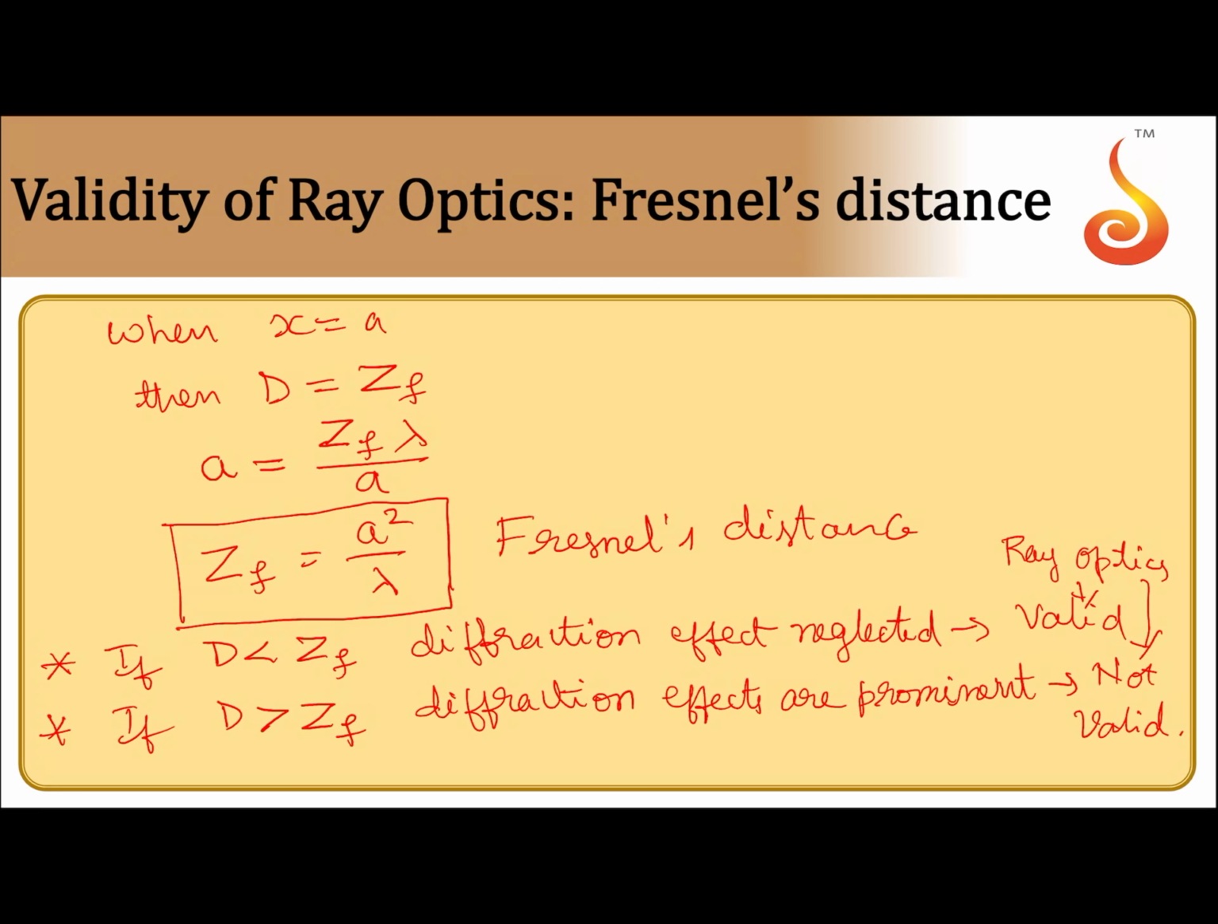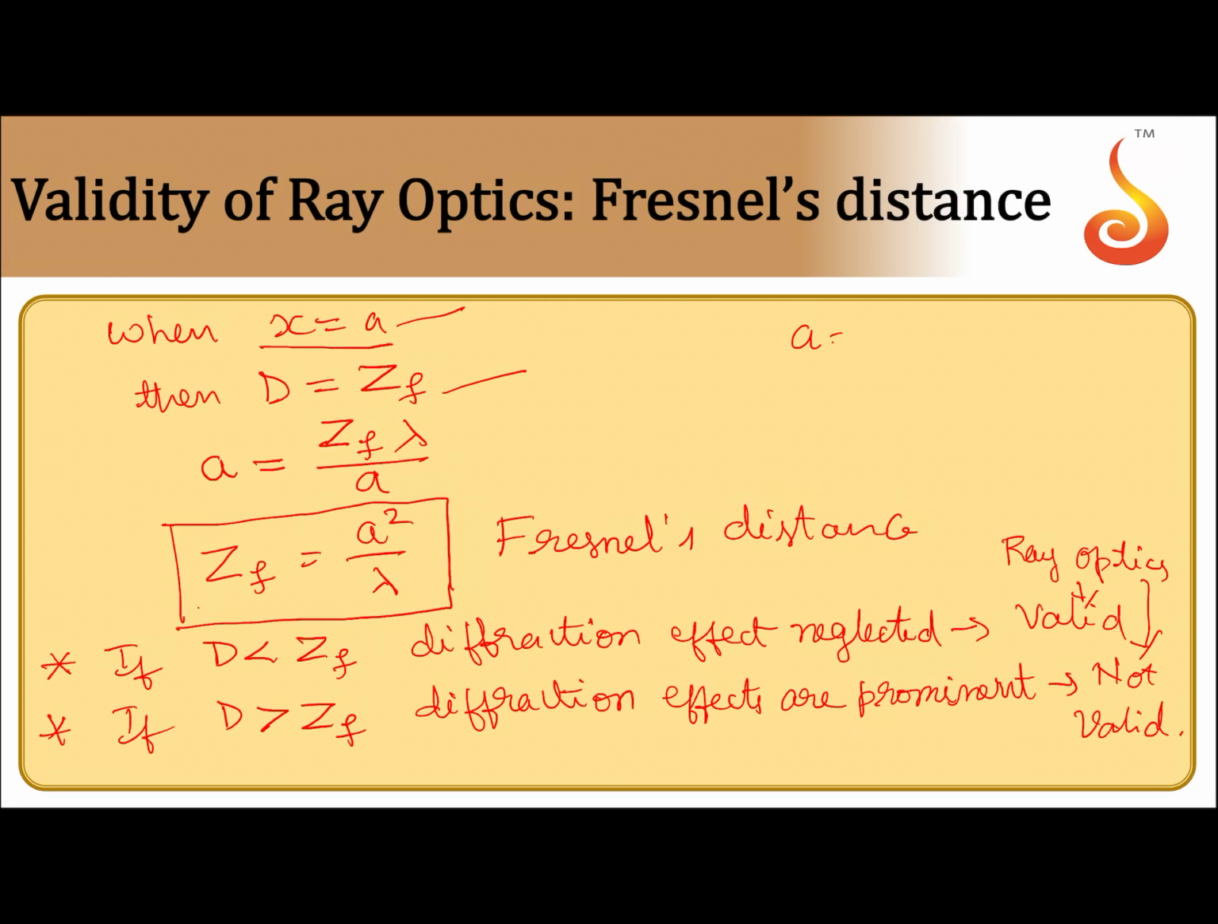So this is the concept of Fresnel's distance. Up to the distance equal to Fresnel distance, measured from the slit, ray optics will be valid. That is, spreading due to diffraction can be neglected. And Fresnel distance is defined as the distance of the screen from the slit at which the broadening of the beam, or spreading of the beam due to diffraction, becomes equal to the slit width.